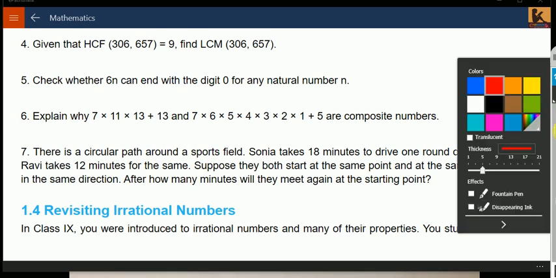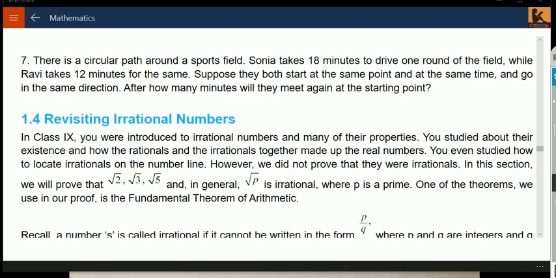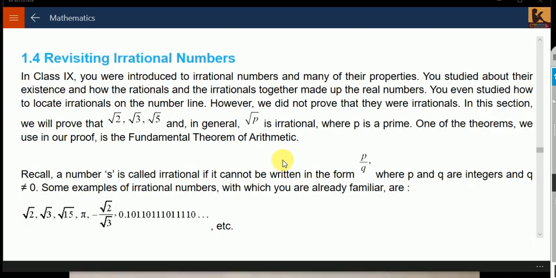Now moving to the next one. Now the next topic is revisiting irrational numbers. In this you have to show that each of these, under root 2, under root 3, under root 5, is actually an irrational number, not a rational one, because we get a decimal value which is non-terminating. So we have to prove that this is irrational.